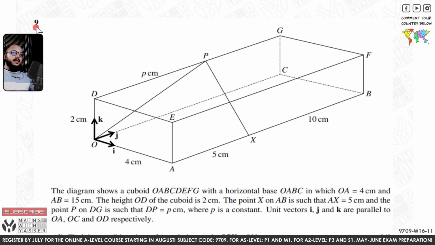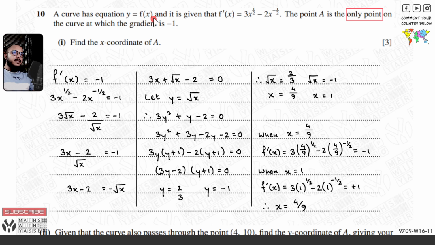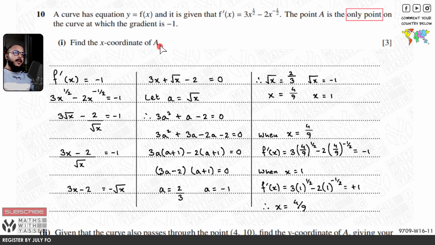Question number 9 is related to vectors, which is not in the syllabus at the moment. Question number 10: a curve has equation y equals f of x, and it is given that f prime x is equal to 3x to the power half minus 2x to the power negative half. The point A is the only point on the curve at which the gradient is negative 1. We need to find the x coordinate of A.